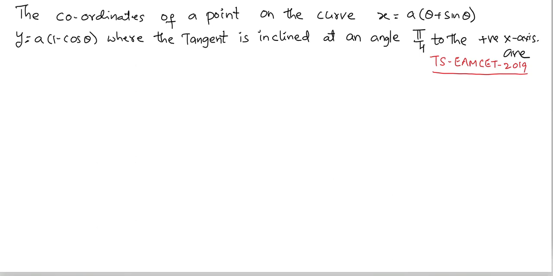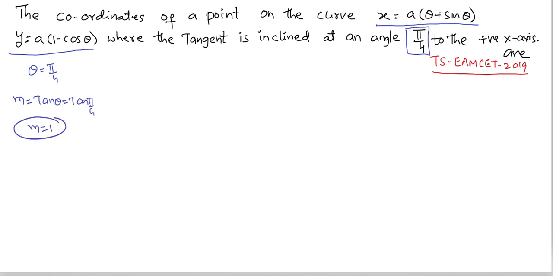The coordinates of a point on the curve x = a(θ + sin θ), y = a(1 − cos θ), where the tangent is inclined at an angle π/4 to the positive x-axis, is. This is a TSM set 2019 question. So here θ is given as π/4, meaning slope m = tan θ = tan π/4. Therefore slope m, that is dy/dx, is equal to 1.